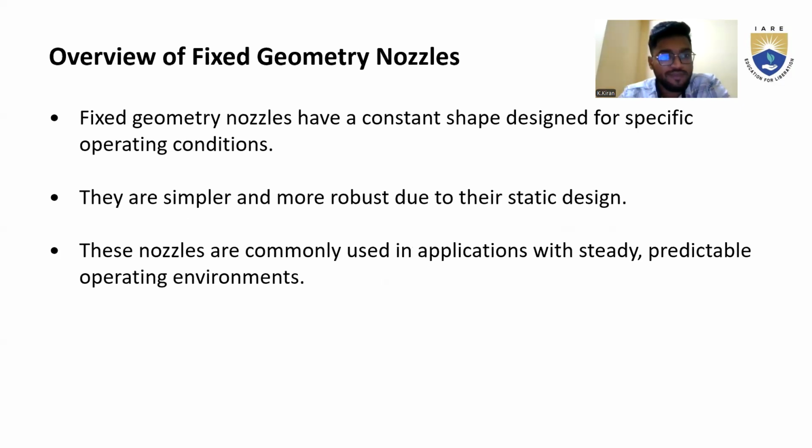Here, overview of a fixed geometric nozzle. Fixed geometric nozzles have a constant shape designed for specific operating conditions. They are simpler and more robust due to their static design. These nozzles are commonly used in applications with steady, predictable operating environments.